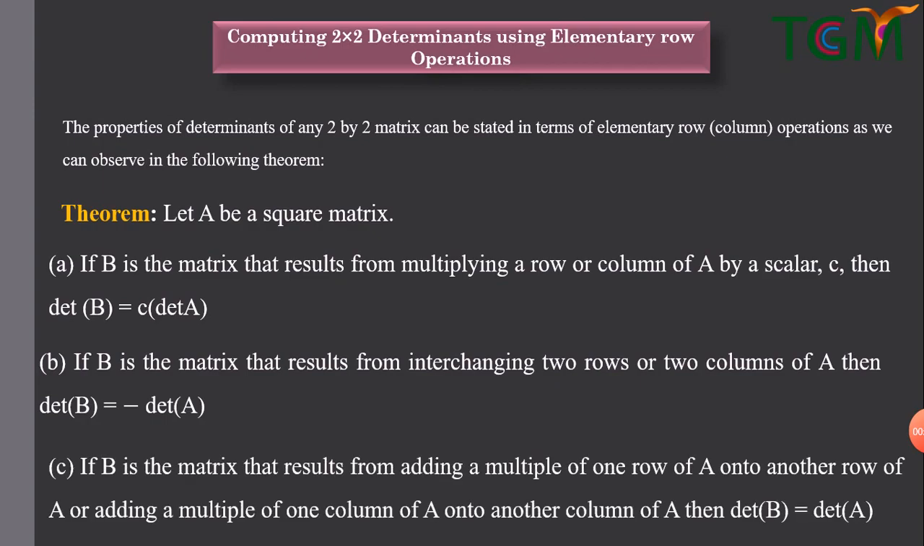If B is the matrix that results from adding a multiple of one row of A onto another row of A, or adding a multiple of one column of A onto another column of A, then the determinant of B is equal to the determinant of A. Here, remember that this theorem is just similar to the properties of determinants of 2x2 matrices.